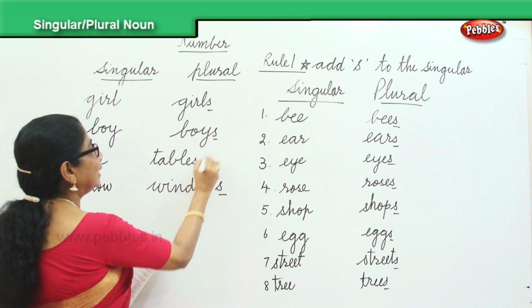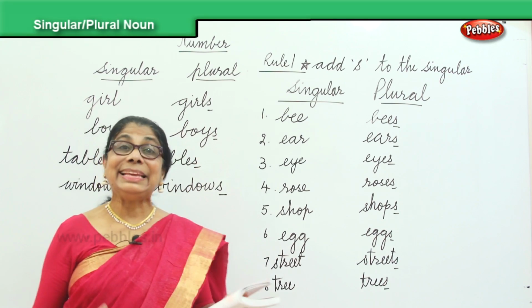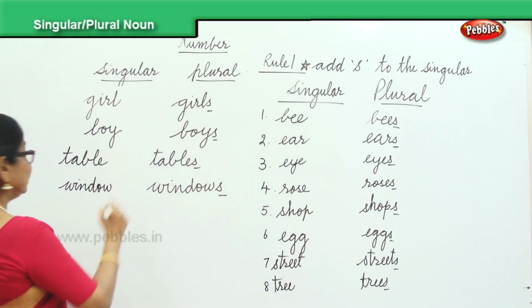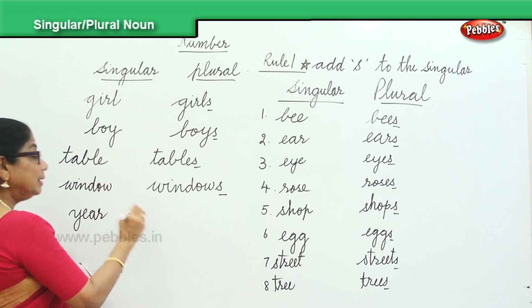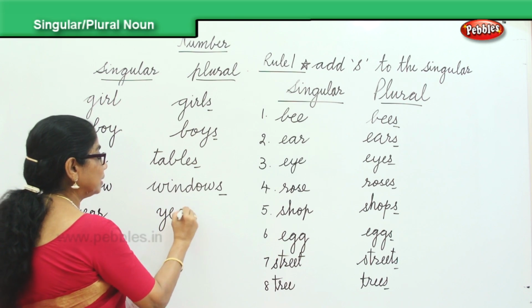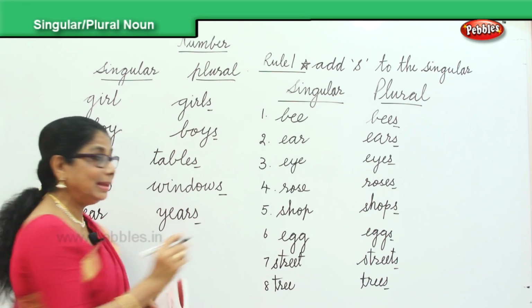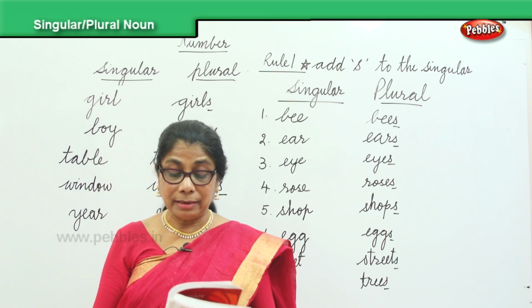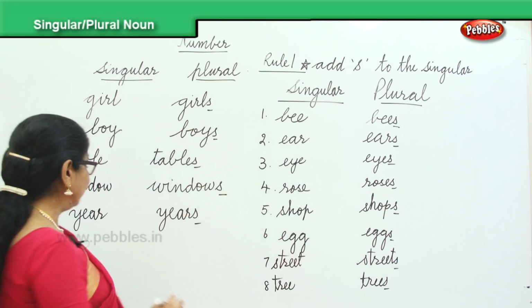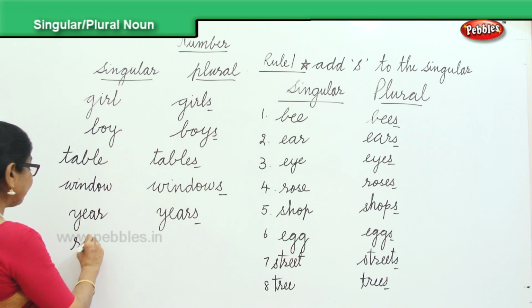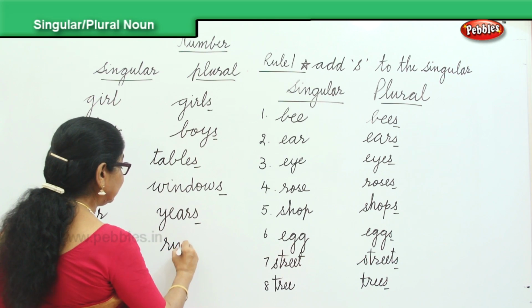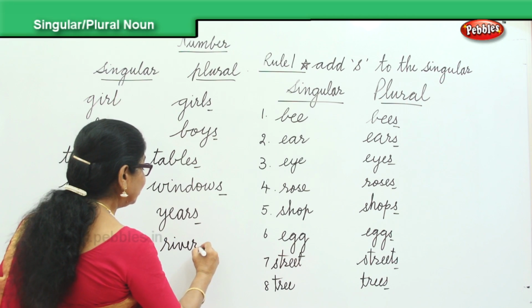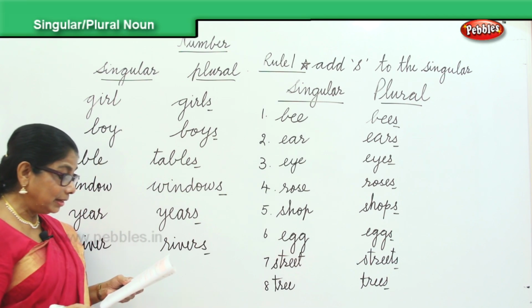Windows. S everywhere. Then, ear. That is ear. This is one ear. Ear, ears. Again, adding s to the singular number. River. Very good. River, rivers. River, and you add s. Rivers, then.